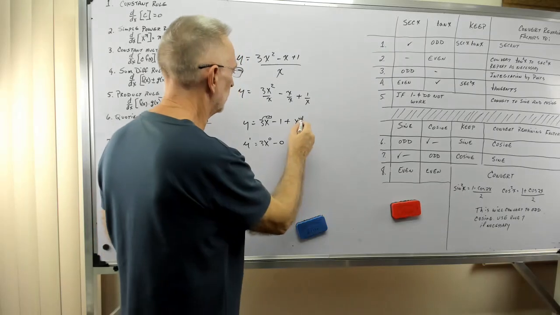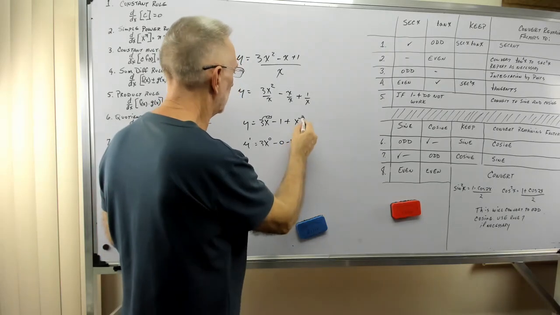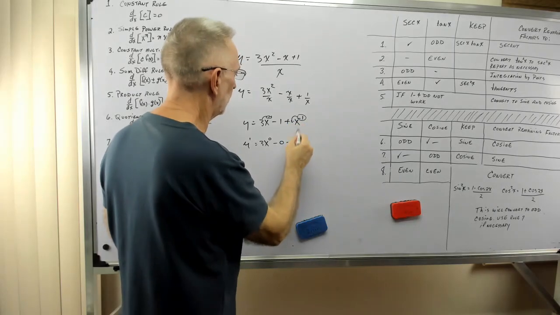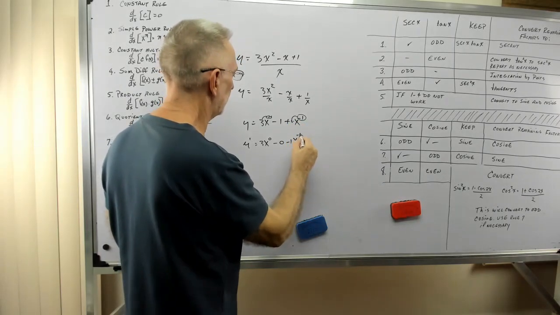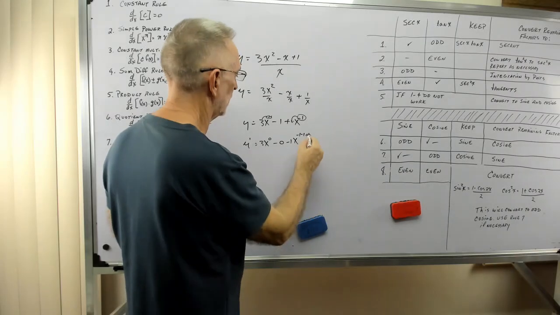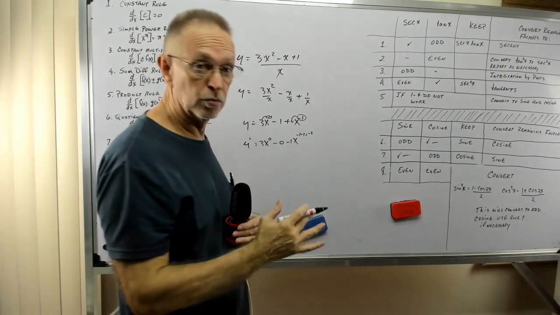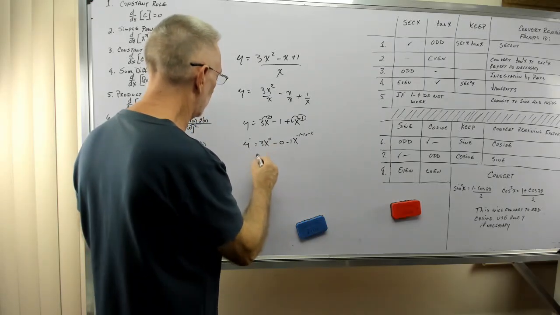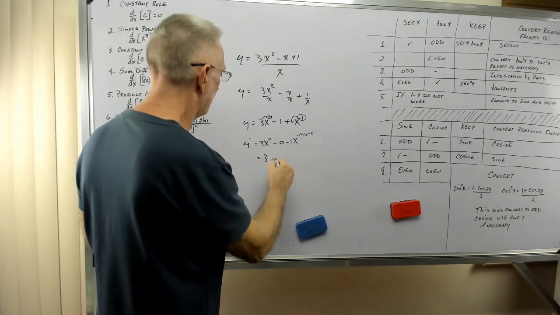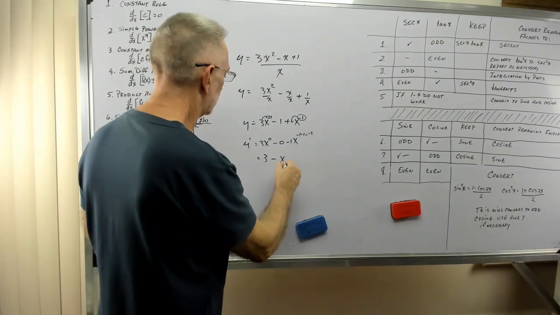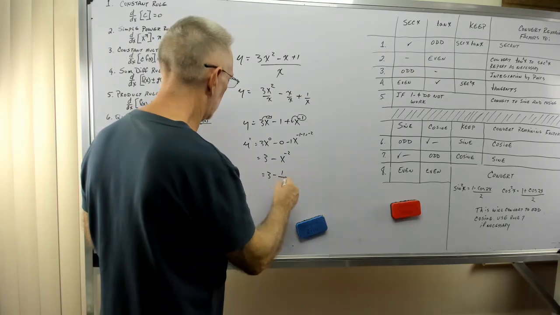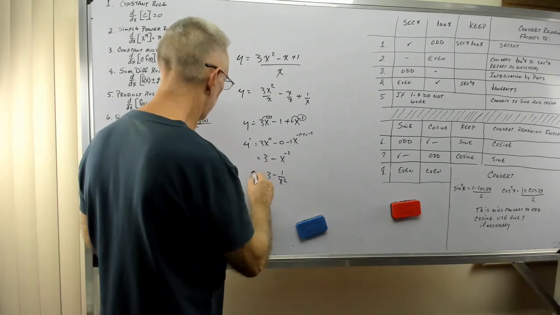Now, this one, minus 1, bring the negative 1 down here. Negative 1 times x to the negative 1 minus 1. That's to the negative 2. Okay? So what do we have? X to the 0 power is 1. So I have 3 minus x to the negative second power, which is 3 minus 1 over x squared.